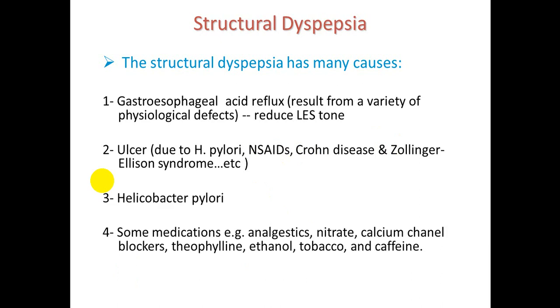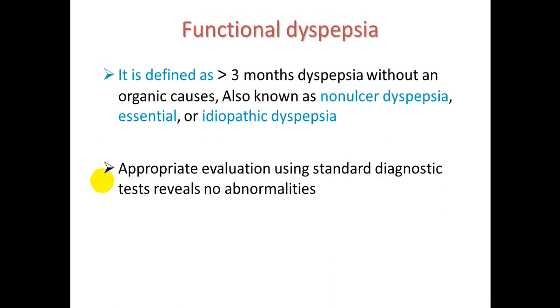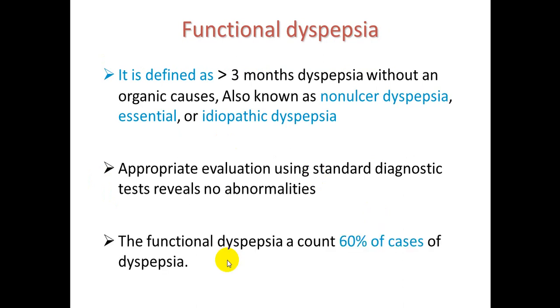H. pylori per se is a cause of dyspepsia, and some side effects of medications like nitrates, calcium channel blockers, theophylline, tobacco, and even caffeine. Functional dyspepsia is defined as more than 3 months of dyspepsia without an organic cause, also known as non-ulcer dyspepsia or idiopathic dyspepsia. Appropriate evaluation using standard diagnostic tests reveals no abnormality. Functional dyspepsia occurs in about 60% of cases of dyspepsia.